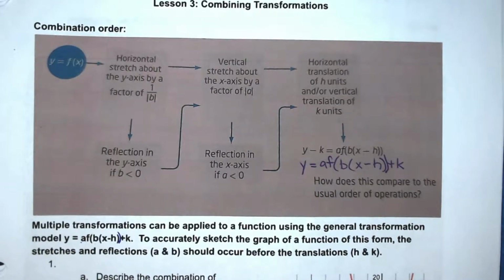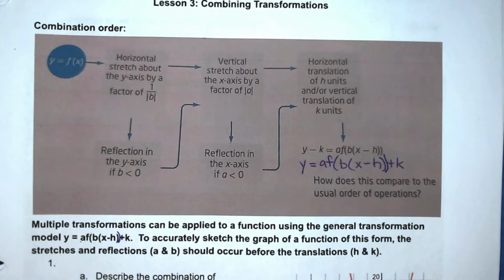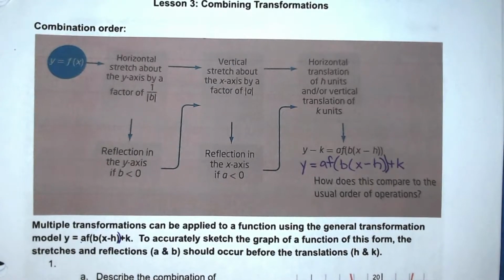At the top there's a little chart describing that process. So you're doing your h and your k as your last moves. The a and the b will come first, but it doesn't typically matter which order you do them in.